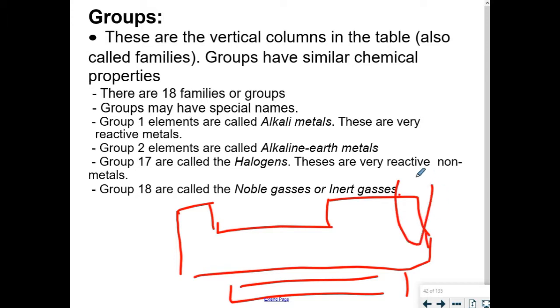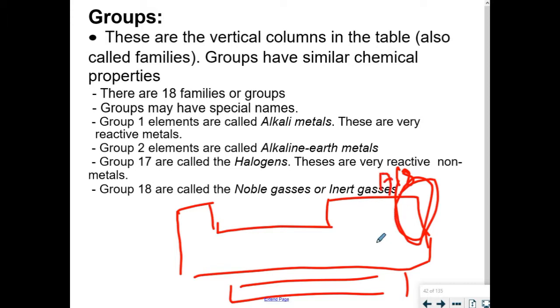Remember all these ones over here that were like the neon lights? They're all part of the same group because they have very similar properties. Okay? And basically that's the name we give to anything that goes up and down. There are 18 groups on the periodic table, and some of them get a special name. Group 18, way over here, we call them the noble gases.